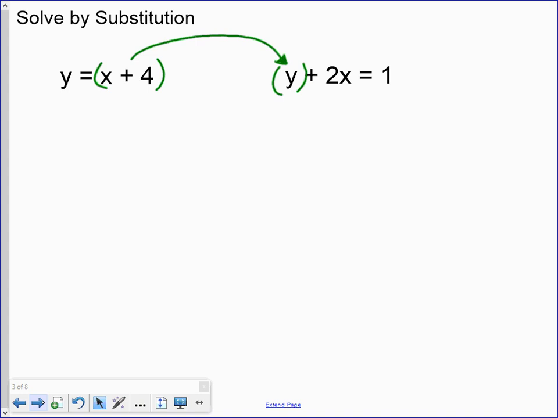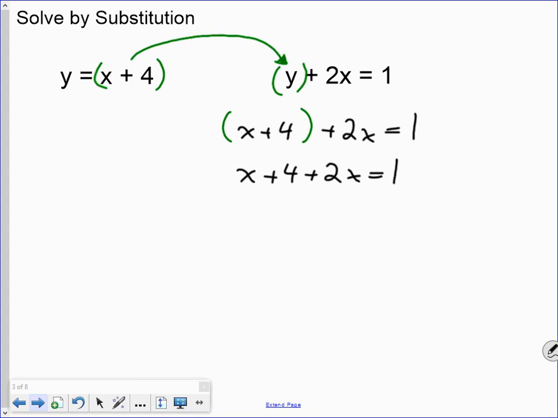So this is our first substitution. When we make that substitution, we will get, just to put the brackets there, we're replacing y with x plus 4, and then we'll still have the plus 2x equals 1. Now, those brackets really aren't doing anything, so let's get rid of them.